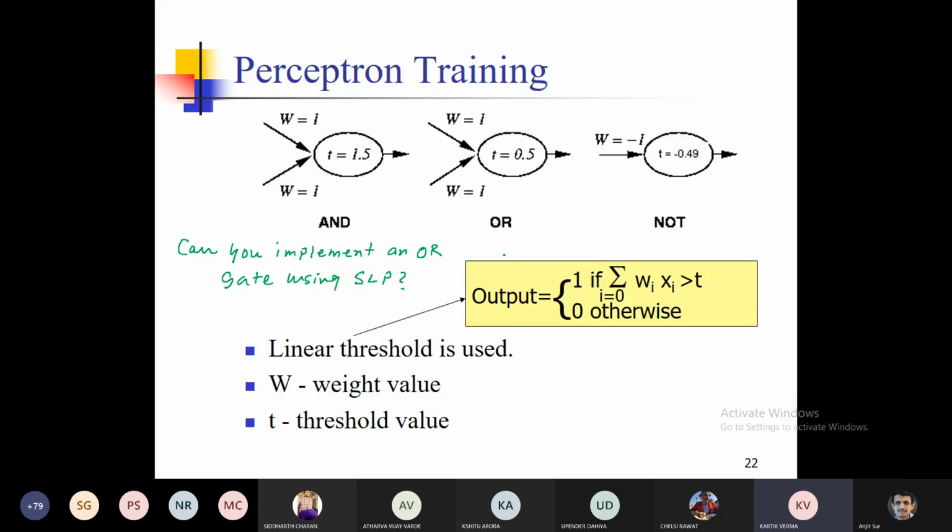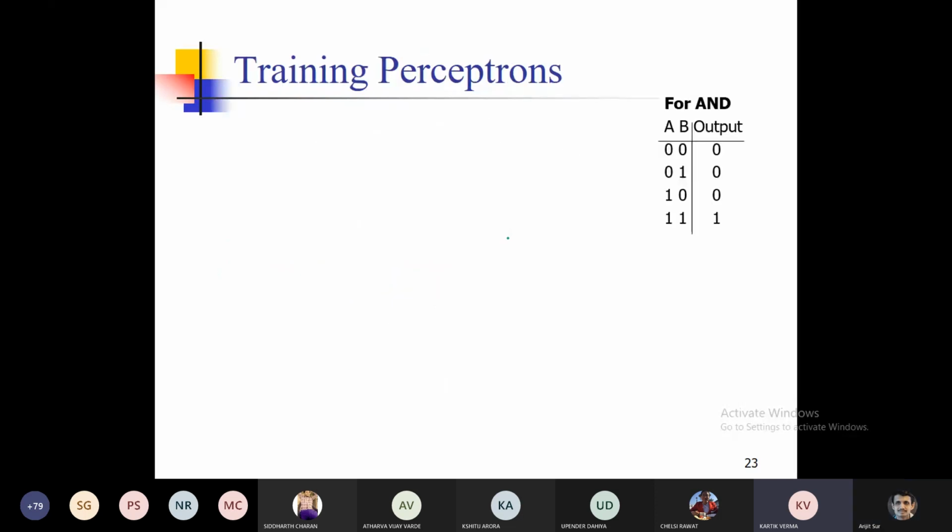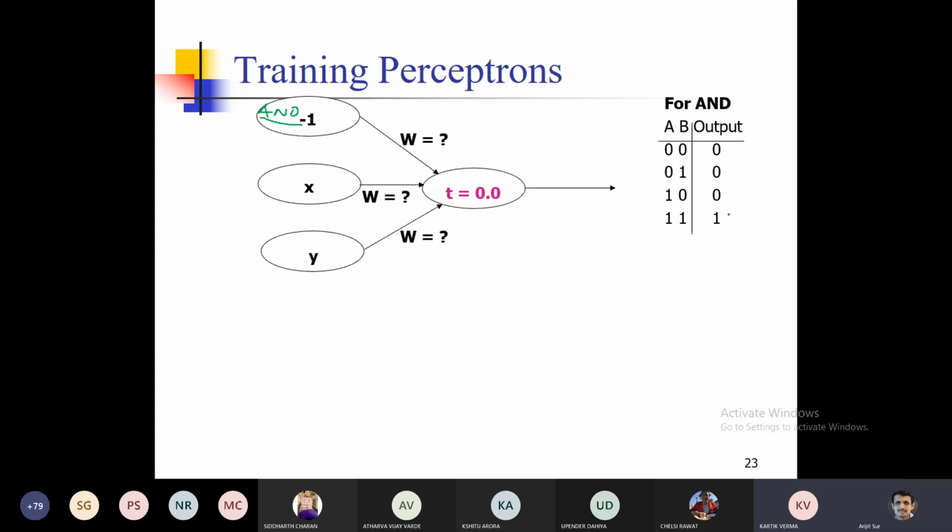So this is the AND gate. Let's say AND gate. What is the truth table of the AND gate? 0 0 0, 0 1 0, 1 0 0, 1 1 1. Now you see that this is the bias term, this X and Y will be the input, and what will be the W? What will be these values? Now we will see.